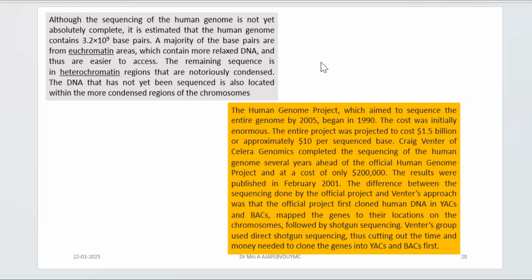But Venter's group had done directly the shotgun sequencing. That's why it was done very fast and without use of YAC and BAC clones. So that is what is without cloning. Shotgun sequencing without cloning was done by them. And so it was really very rapid. And this is a story I'm talking 2001. Now we are in 2025. Lot many advances are made, and now thousands of different genomes are parallelly sequenced by Illumina and nanopore technology. We have learnt about it in details. Right. So these were the few highlights of shotgun sequencing.